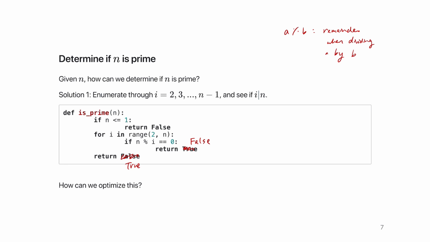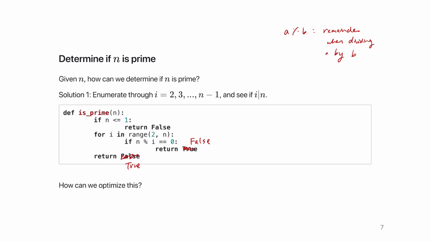Okay, so does anyone have any ideas on how we could optimize this? Could we check fewer numbers? I think someone in the back had their hand up. No? Okay, yeah. We can check up to the square root of n. So you're saying we can check up to the square root of n. Why is that? Because if we have a number that we've seen in that process, the conjugate of the number is going to have to be past that point. So yeah.